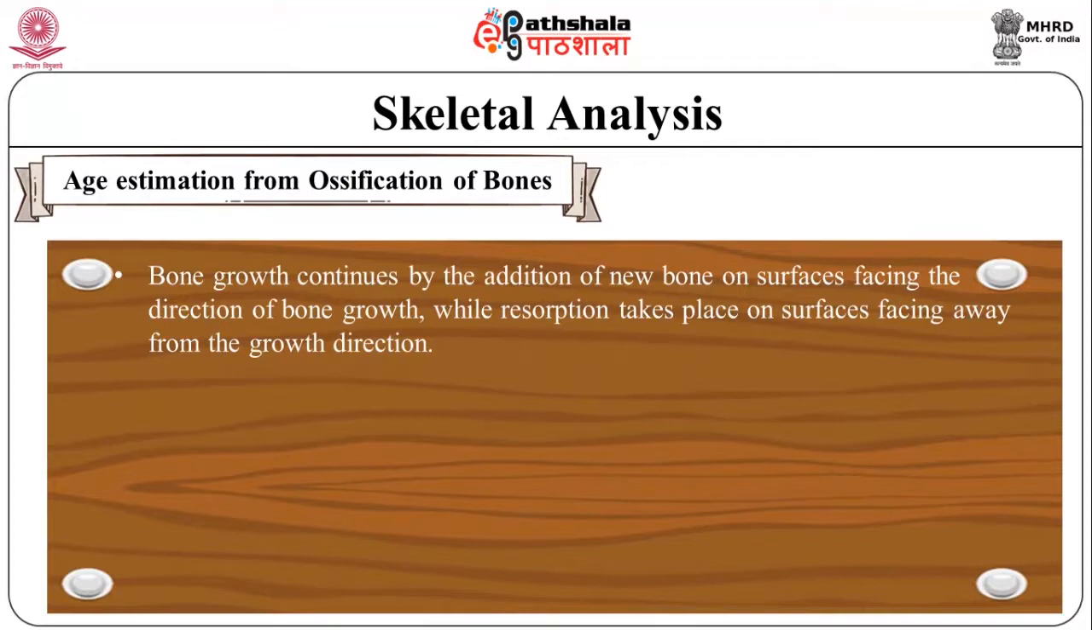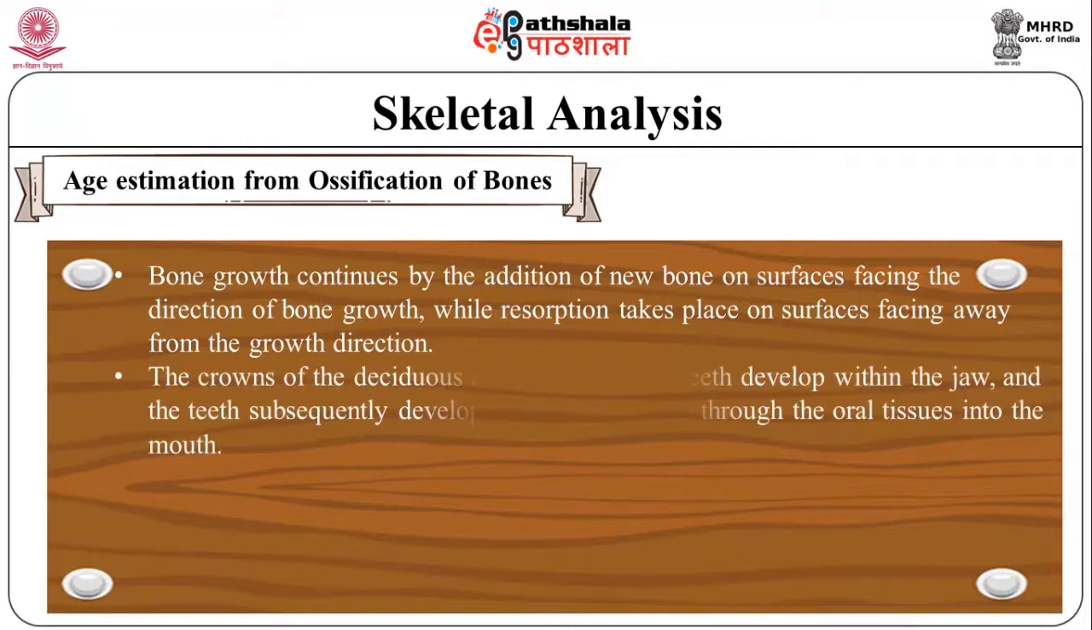Bone growth continues by the addition of new bone on the surface facing the direction of bone growth, while resorption takes place on the surface facing away from the growth direction. The crowns of the deciduous and the permanent teeth develop within the jaw, and the teeth subsequently develop roots as they erupt through the oral tissues into the mouth.